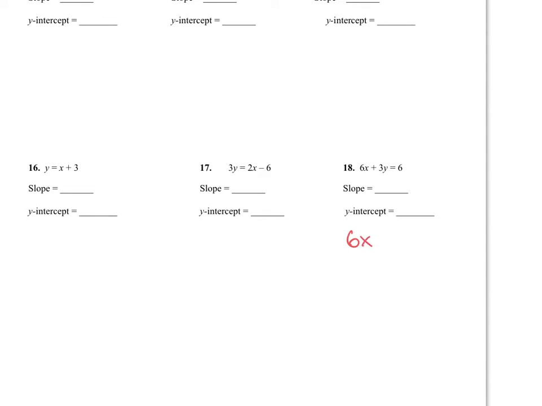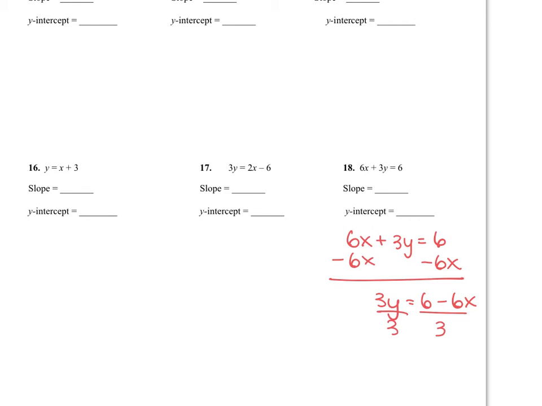On example 18, I have 6x plus 3y equals 6. To isolate y, we've done this before. I'm going to move things to the other side. I'm going to start by minusing 6x. So I get 3y equals 6 minus 6x. And then I'm going to divide both sides by 3.